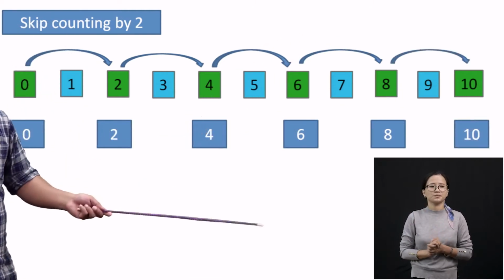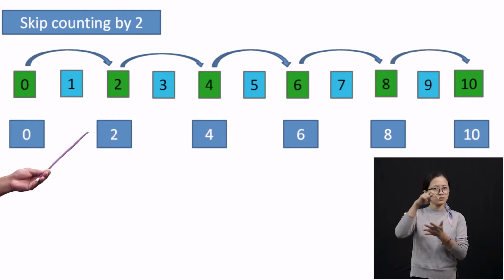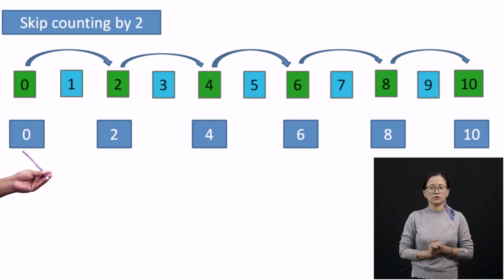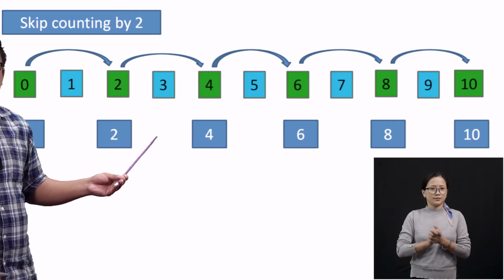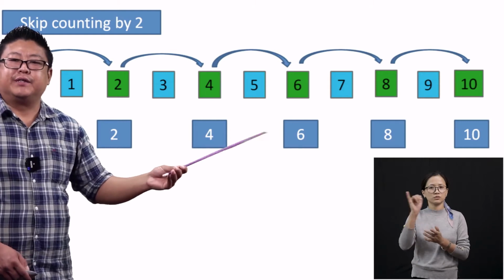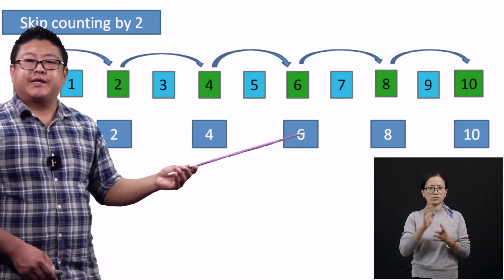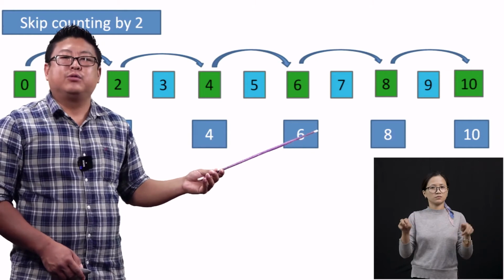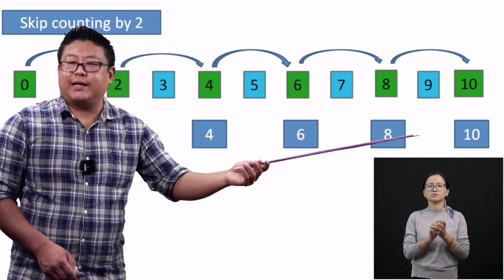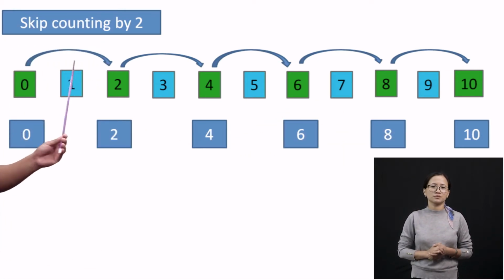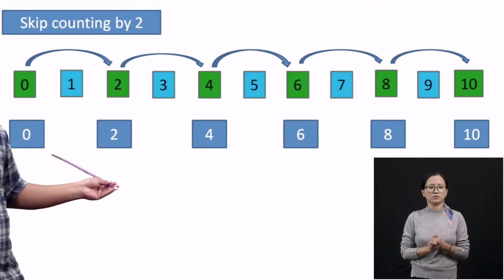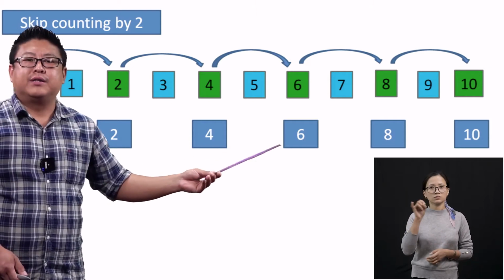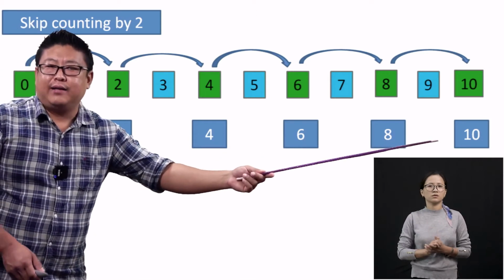All right? So, this is skip counting by 2 because from 0 to 2, the difference is 2 numbers. From 2 to 4, the difference is 2 numbers. From 4 to 6, the difference is 2 numbers. From 6 to 8, the difference is 2 numbers. And similarly, 8 to 10, 2 numbers. So when you skip count by 2, you will count like this: 0, 2, 4, 6, 8, 10, and so on.